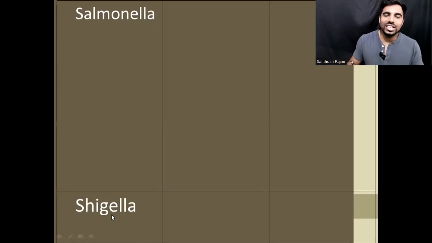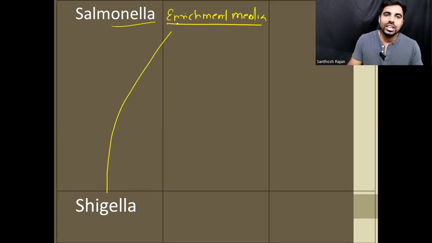So Salmanji and Sheila Aunty, they share a lot of common things. What are the common things? First of all, let's start with their enrichment media. In enrichment media for both, they need what? Both Salmonella and Shigella need Selina. They need selenite F broth.